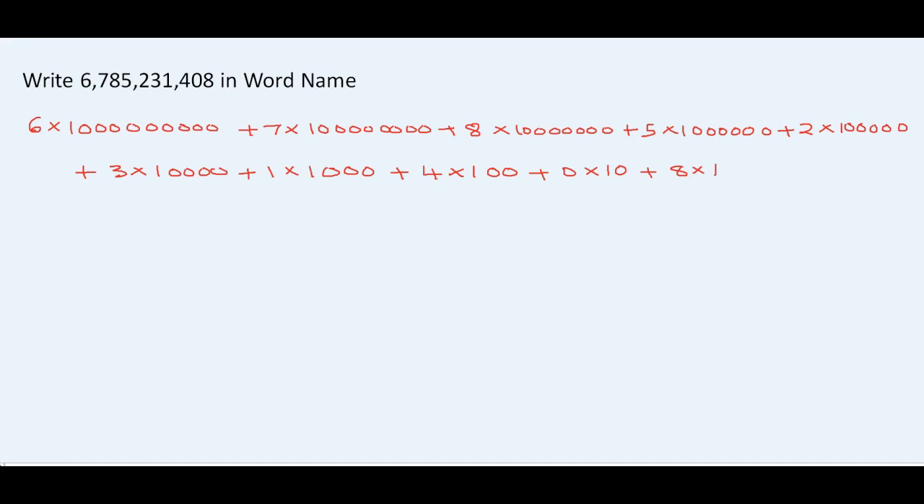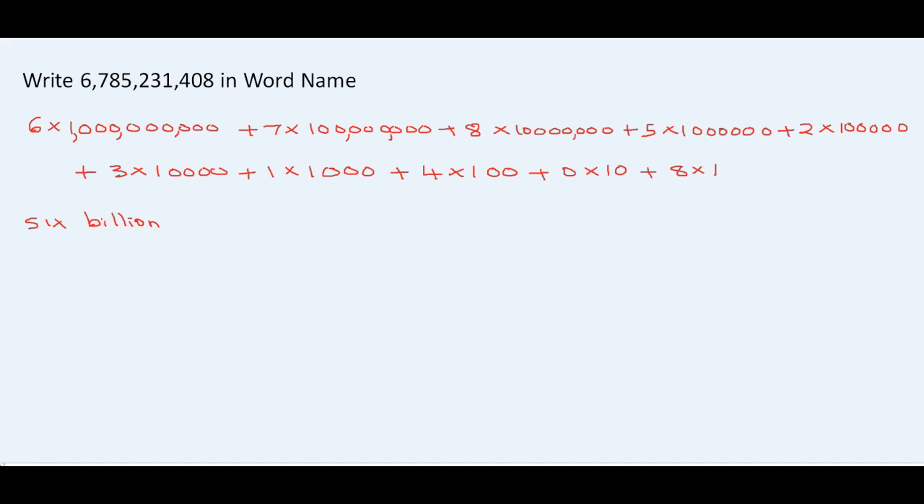Now, let's bring this together. So that's going to be 1,000, that's million, and then that's billion. So we have 6, we have to write it in words, 6 billion, and then we have 700 million.